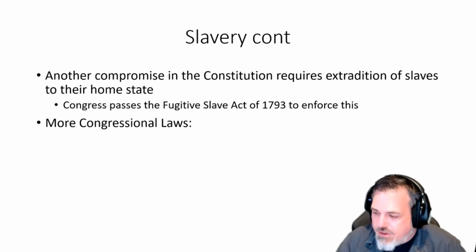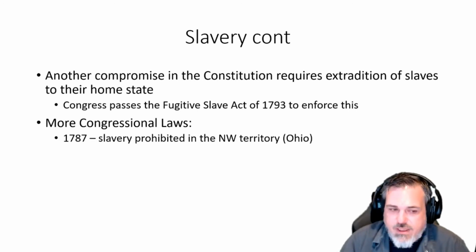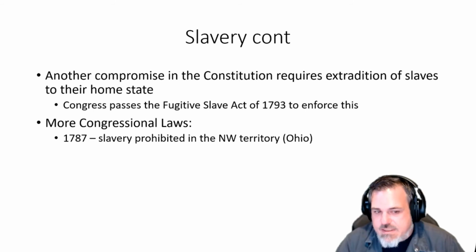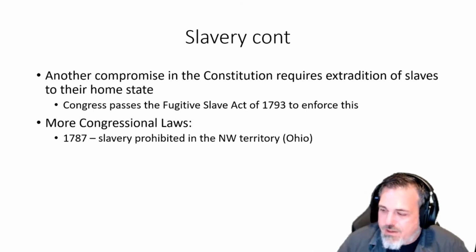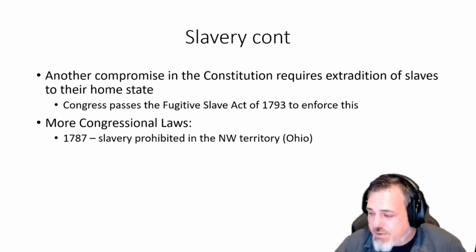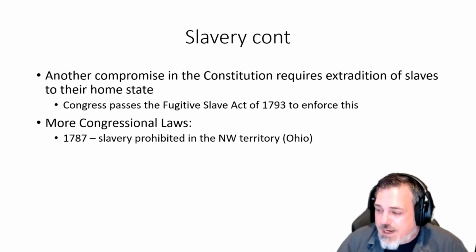Some examples of other laws that Congress passed very early on. In 1787, slavery was prohibited in the Northwest Territory. The Northwest Territory, because we had not explored, was simply Ohio, or the Ohio territories like Ohio, Indiana, Michigan.